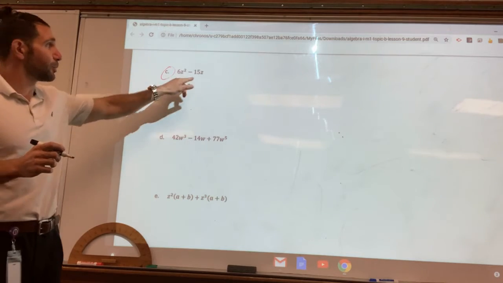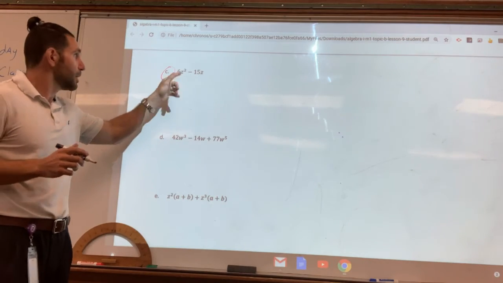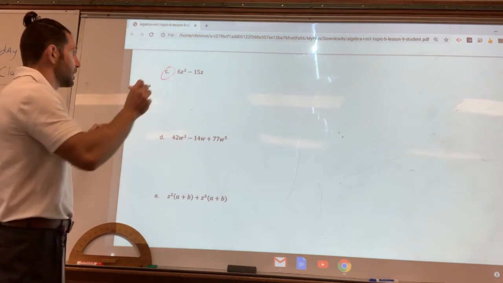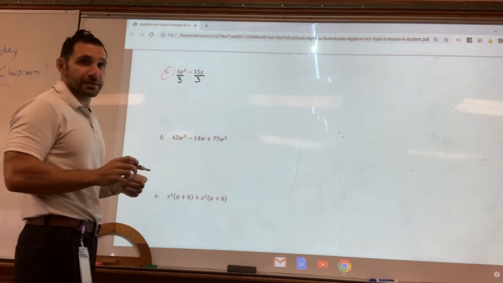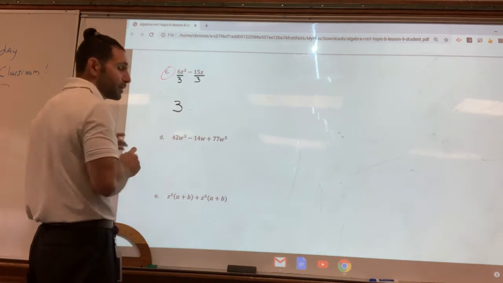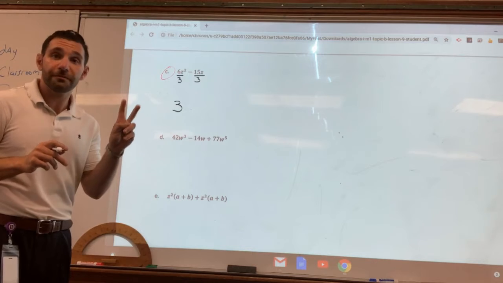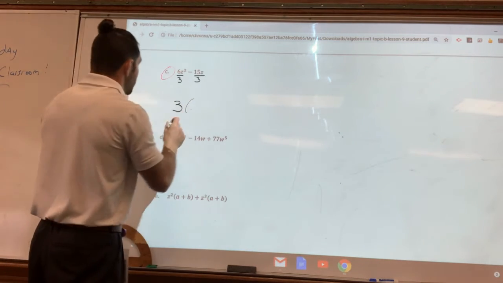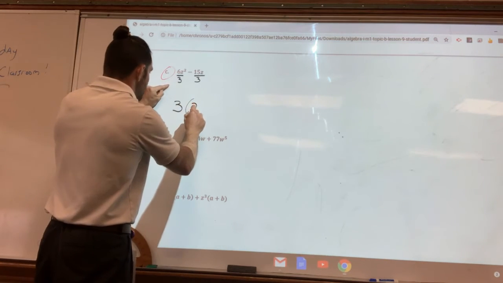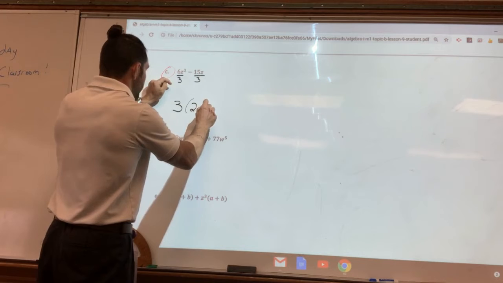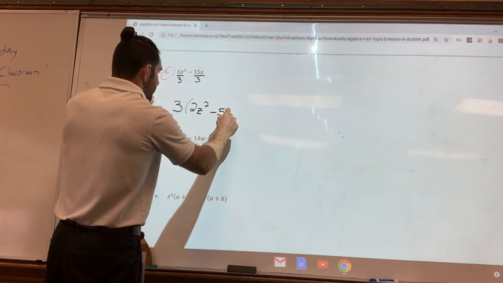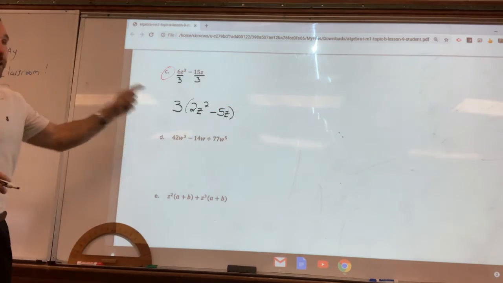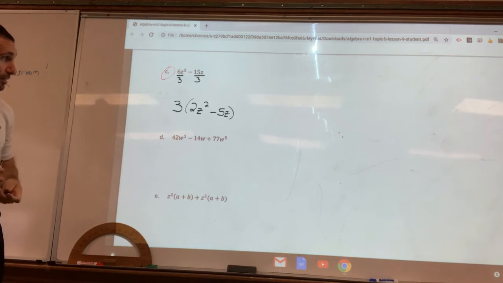So there's a bunch of ways that I could do this one. But let's just look at the numbers. I can divide 3 from both of these. When I divide by 3, 3 becomes what's called the factor. 6 divided by 3 is 2z squared. Minus 15 divided by 3 is 5z. I have now factored out a 3.